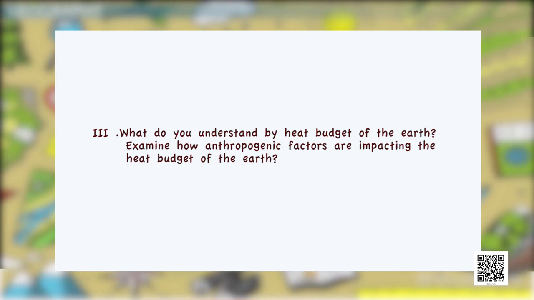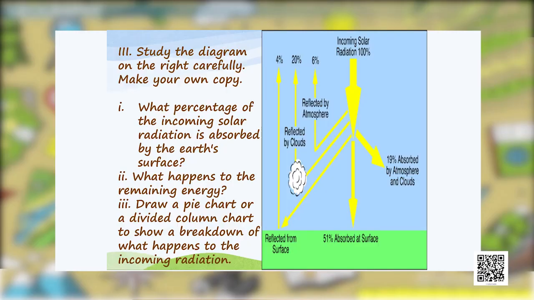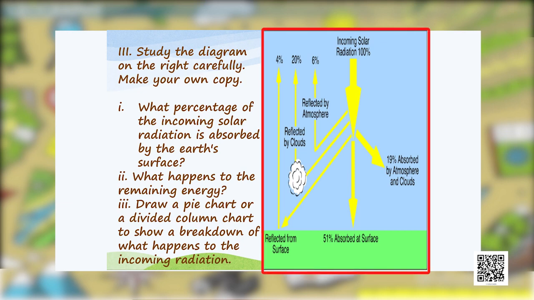As far as the long answers are concerned, you have to write a long answer on the heat budget of the Earth with the help of a diagram. And the last question: examine how the anthropogenic factors are impacting the heat budget of the Earth. There is one diagram based question as well. You have to study the diagram given on the right hand side carefully, and you have to answer the questions based on insolation. You can even draw a pie chart to show one part of your answer.